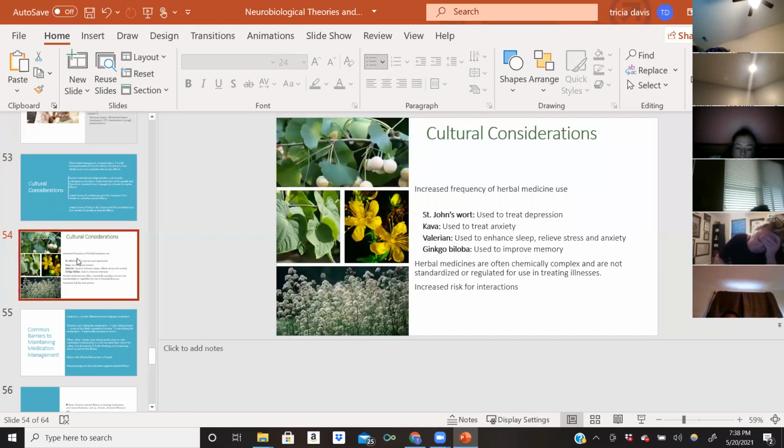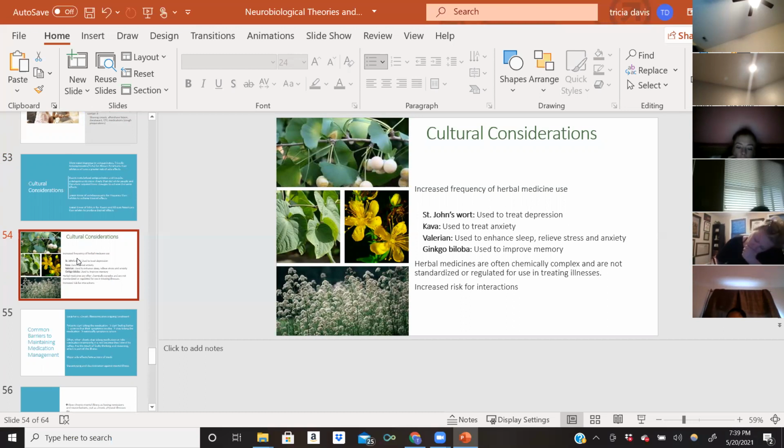We also have to be aware of the increased frequency of herbal medications. Remember we talked that some cultures prevent people from seeking help for mental illnesses. Some people are embarrassed to seek help. There's a lot of stigmatism around these. So they will try over-the-counter things first. And you know that over-the-counter medicine can affect a lot of things. So we really need to make sure we're asking our patients about that.